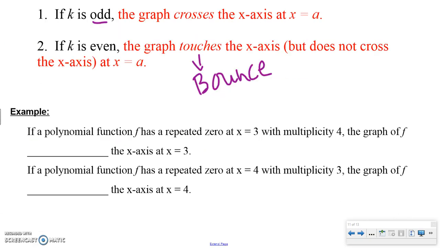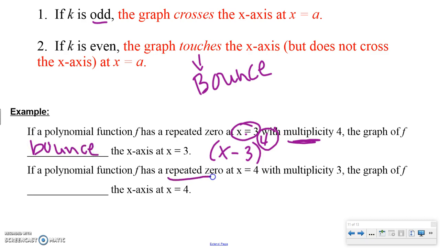So for example, if you have a repeated 0 at x equals 3 with a multiplicity of 4, that word multiplicity means that if this is your 0, the factor is x minus 3. And I'm saying it has a multiplicity of 4, which means it has that exponent of 4. So if you see something like this, where you have an even exponent, that even exponent tells you that it's going to touch, or we can say bounce.